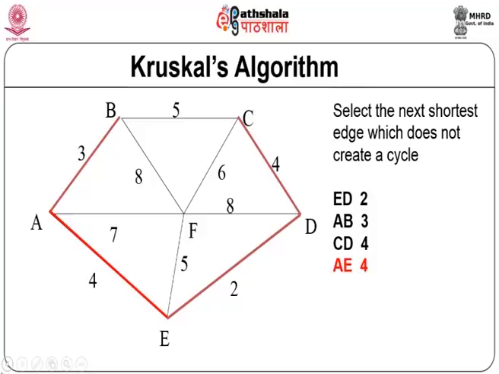Now, the next is 5. If you choose B C, what will happen? It will form a cycle, so you have to disregard it. The next is E F. E F is 5 and it is okay, it does not form a cycle.